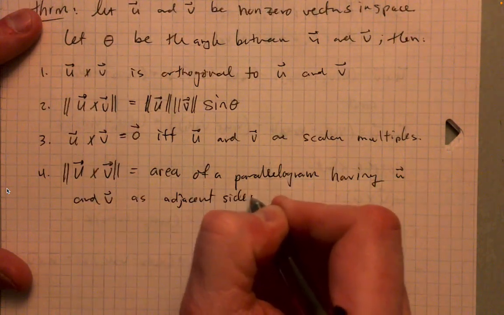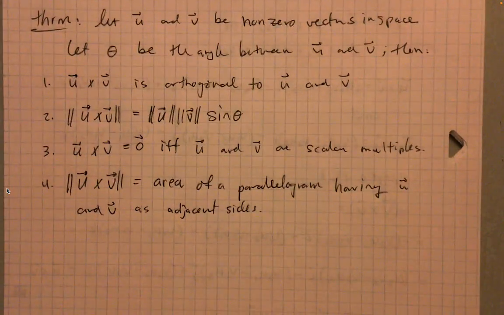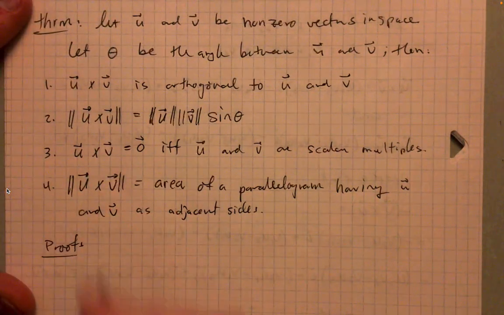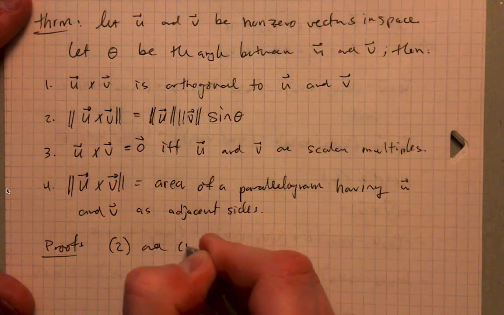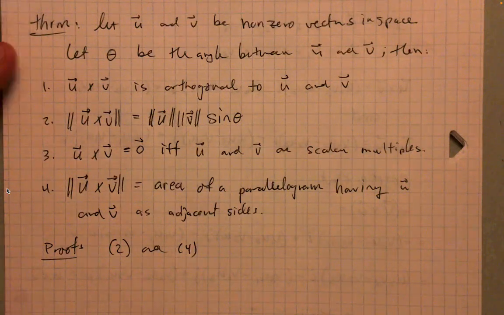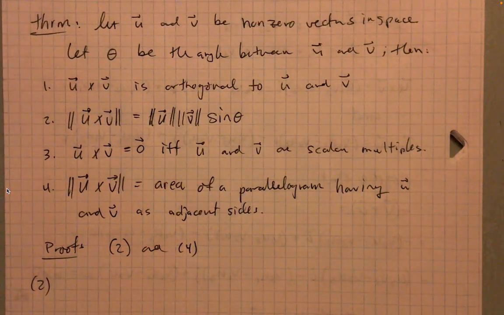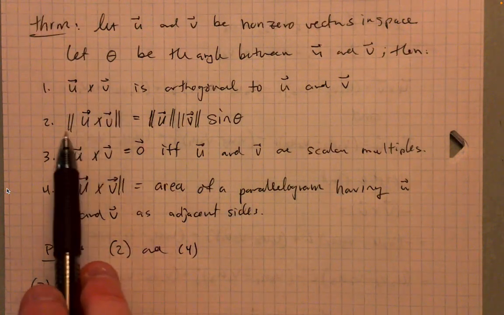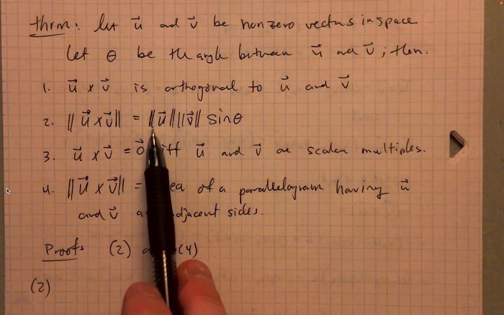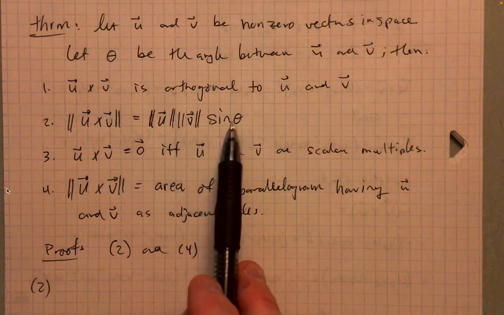Okay, so kind of a big theorem. Let's prove a couple of these. Let's prove 2 and 4. 1 and 3 are definitely doable, but I didn't pick the easy ones. 2 and 4 seem like the ones to look at. So let's start with 2. We want to prove that the norm of u cross v is equal to the norm of u times the norm of v times sine of theta.